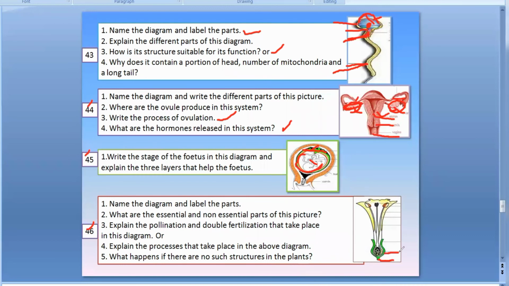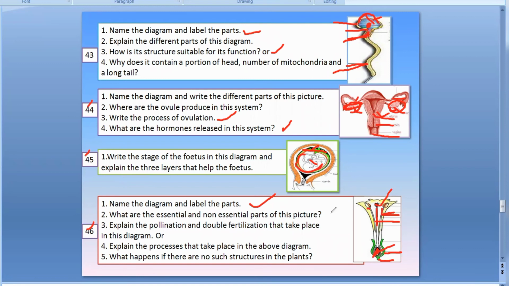The green outer part is called the calyx. The yellow layer is called the corolla. And these are the stamens. The centrally located parts are the stigma, style, and ovary. Inside the ovary, ovules are present. So this is the sexual reproductive organ. Name the diagram and label the parts: it is a datura flower, the sex organ in the plant.